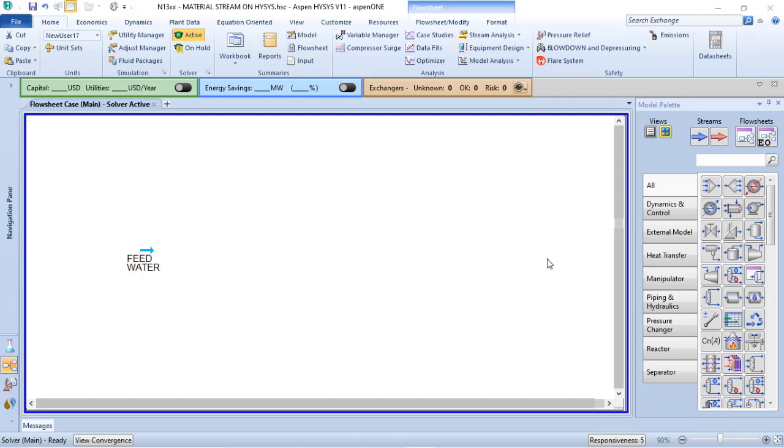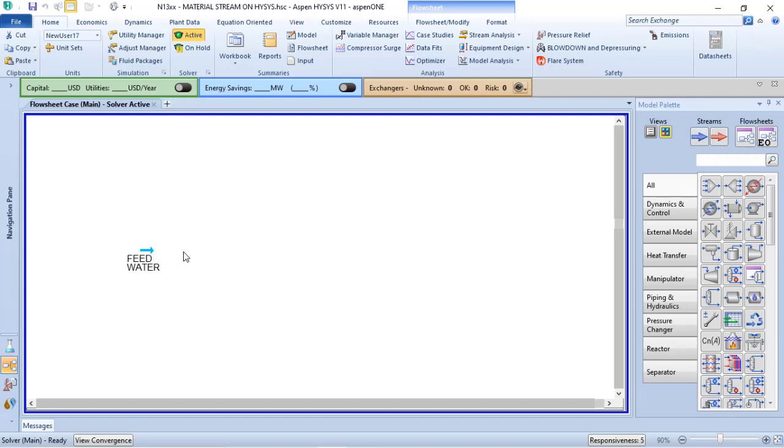Here I will start with the material stream already added to the process simulation environment. To make our life easier, I will use a feed water stream as an example. Every time that I need to add a material stream to my process simulation on Aspen Hysys, I will use the blue arrow that represents material streams. If I need to add some kind of energy to my process simulation, I will use the red arrow. In this video, we will not talk about energy streams, we will only focus on material streams.